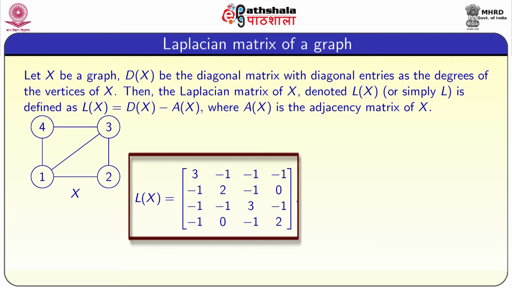If you look at the matrix clearly, we can see that some of the elements in the rows are going to be 0. For example, in the first row the diagonal entry is 3 and the remaining are minus 1, minus 1, minus 1. Some of the entries in the first row are 0, some of the entries in the second row are 0 and so on. This suggests that L of X is a singular matrix, that means the determinant of L is equal to 0. We will see whether it is true or not in a while.